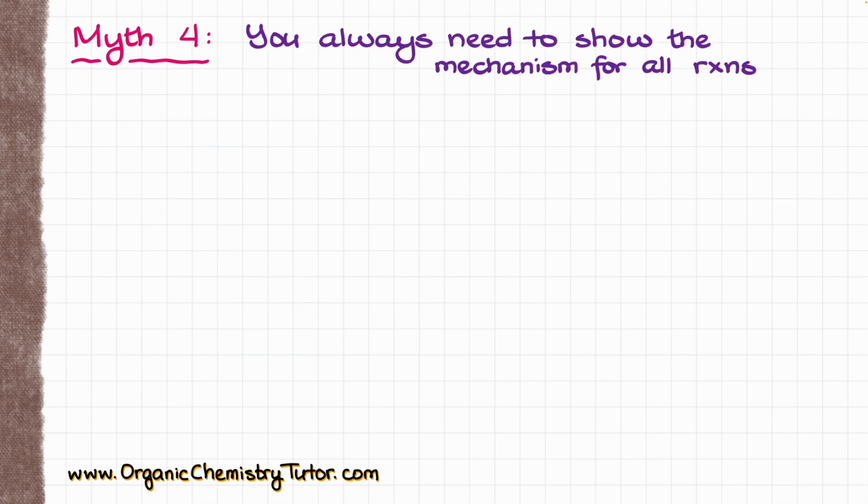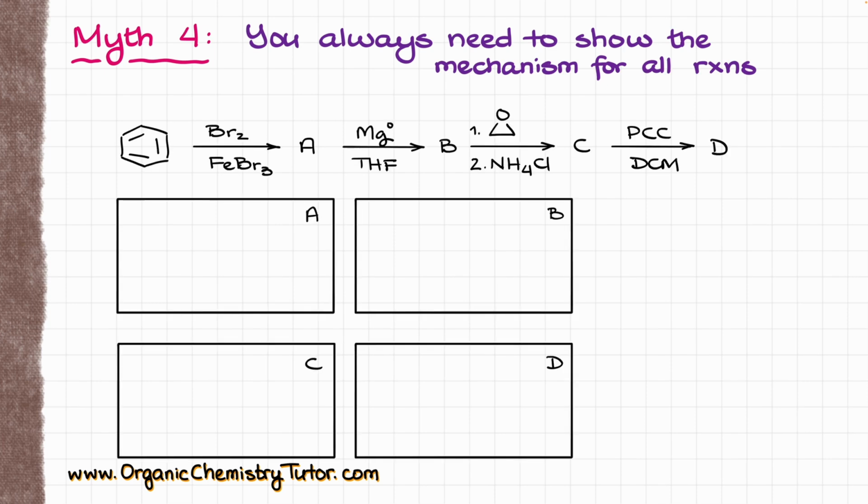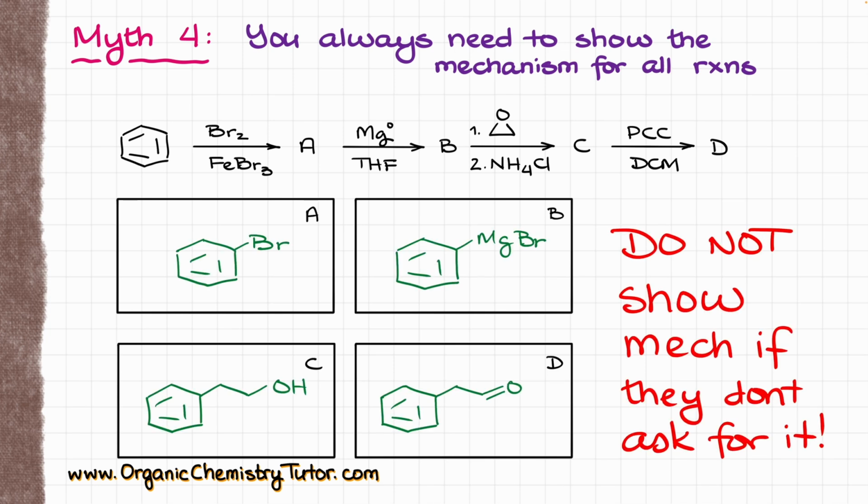Myth number 4 is that you always need to show the mechanism for all of your reactions. Often, students will bring me their tests after they take them, and they complain that they had a long sequence, let's say like this, and they only had a few boxes for the answers, and they physically did not have space to work the mechanisms. Well, you do not need to show your mechanism here. The only thing that will be required from you here is the answer. Do not show the mechanisms if they don't ask you for those mechanisms.